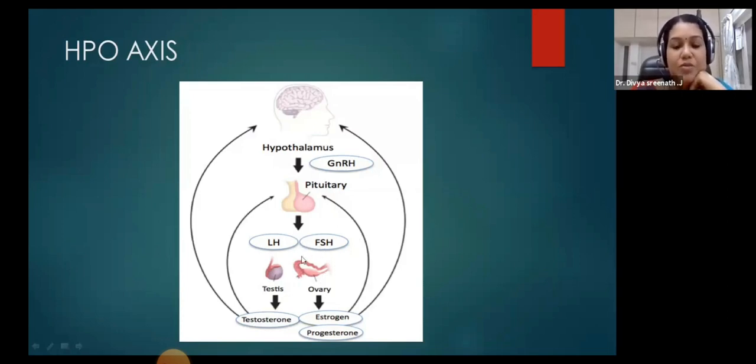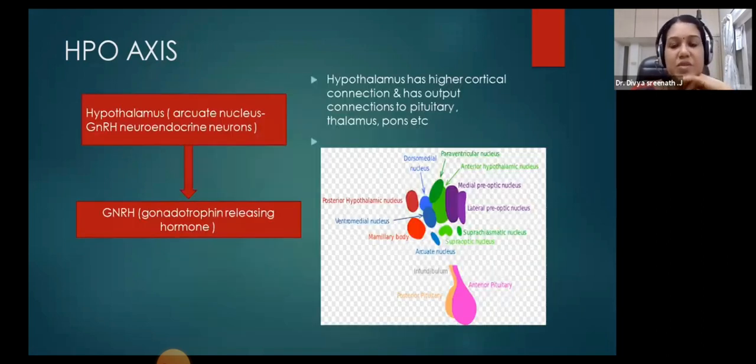And FSH stimulates the female gonad or ovary, which produces estrogen and progesterone. And in males, it produces testosterone. Okay, this is a basic outline. Now we'll go into detailing. In the HPO axis, we will look at the hypothalamus.